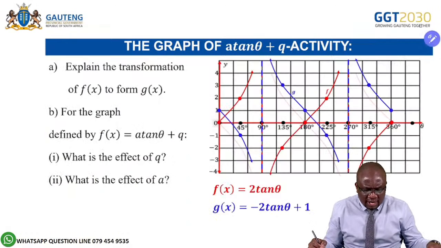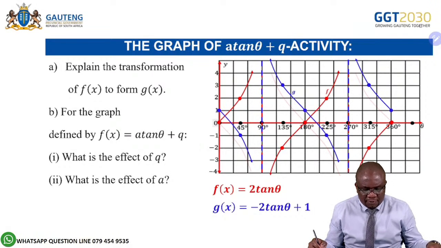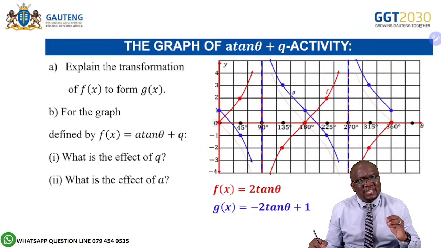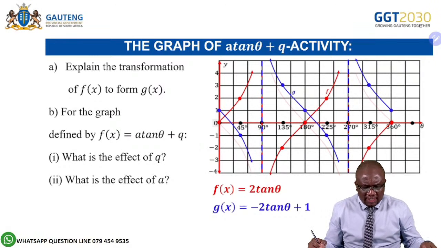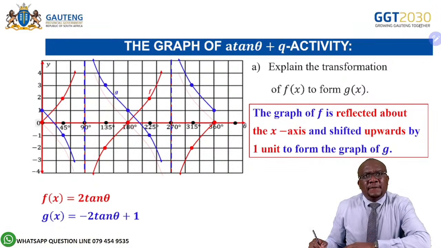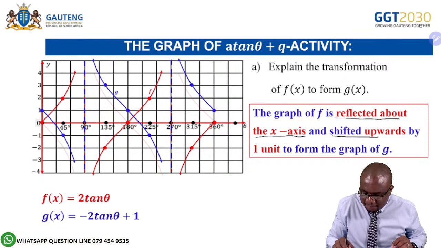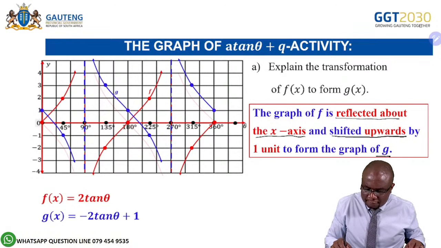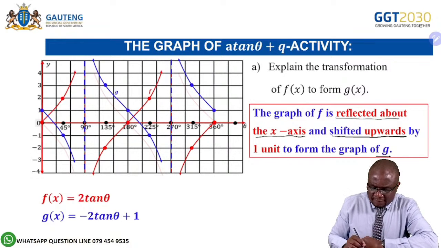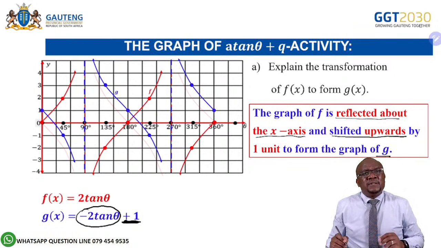Okay, right. Now, let's discuss this together. Explain the transformation of f of x to form g of x. Remember, our f of x is the red graph. For the graph defined by f of x equals a tan theta plus q, what is the effect of q? What is the effect of a? We have talked about this. Let me summarize now. We say that the graph of f is reflected about the x-axis and then shifted upwards by 1 unit to form the graph of g.